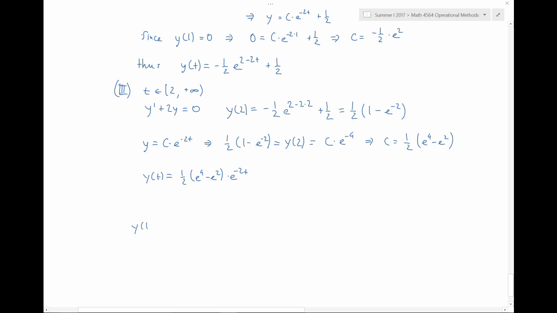When we summarize everything, then we get that y of t was 0 for t being from 0 to 1. Then y of t shifted to minus 1/2 e to the 2 minus 2t plus 1/2 for t in the interval from 1 to 2. And then finally, it's 1/2 e to the 4 minus e to the 2 times e to the minus 2t, when t belongs to the interval from 2 to infinity. This process is quite complicated.